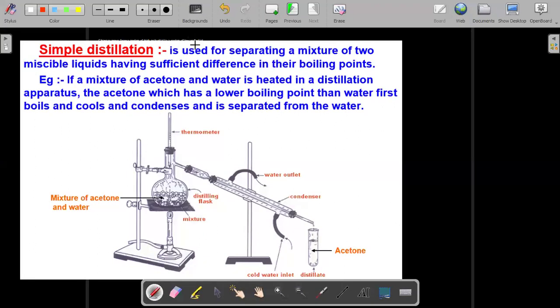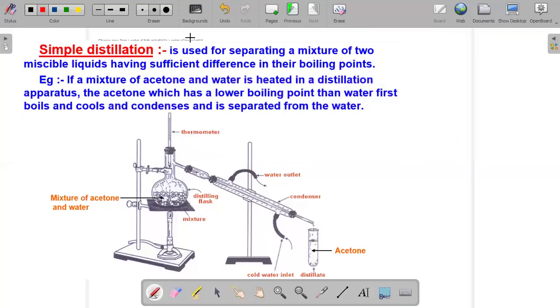So why do we call it a simple distillation? Can anyone tell why do we call it a simple distillation? Okay, what is the process? Have you understood? Have you ever heard about distilled water? Yes, sir. So, what do you mean by distilled water? Purest form of water. Yes, distilled water is the purest water.